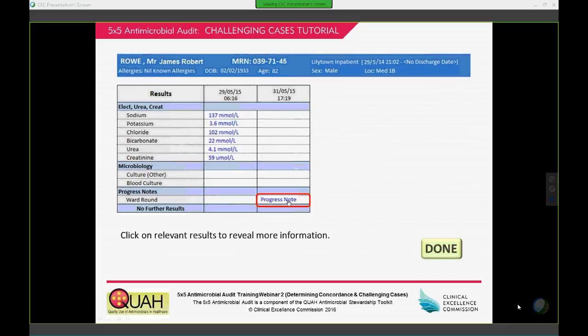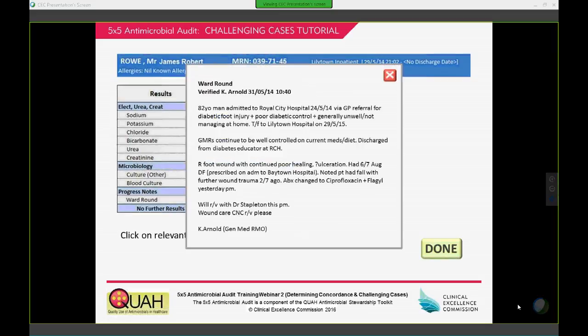note there. And reading through that, so an 82-year-old man was admitted to Royal City Hospital on the 24th. So it was just a diabetic foot injury and a few other things, and they were transferred to another hospital on the 29th, that's our hospital. Looking through there, continued poor healing, had 6 days of augmentin, that was on admission to a different hospital. Antibiotics have recently been changed to Cipro and Flagyl yesterday.